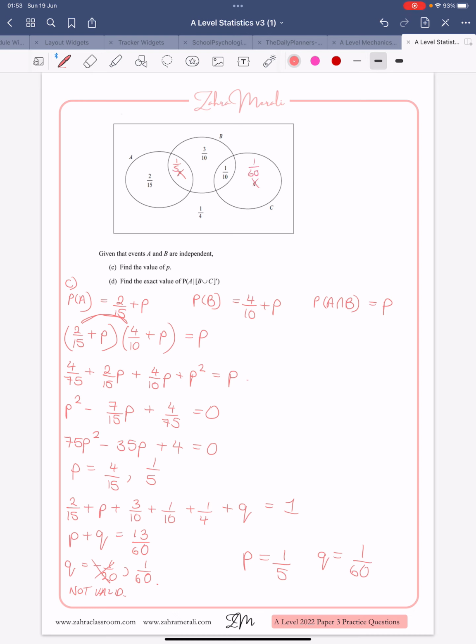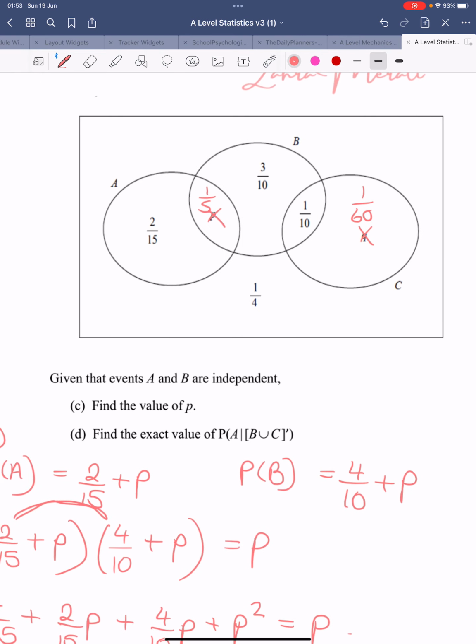And now it says find the exact value of A given B or C not. Okay, so remember what we're going to start with always is the thing after the given sign. So I want to highlight everything that's not in B or C. So I want this bit and this bit. Those are the two things that are not in B at all or not in C.